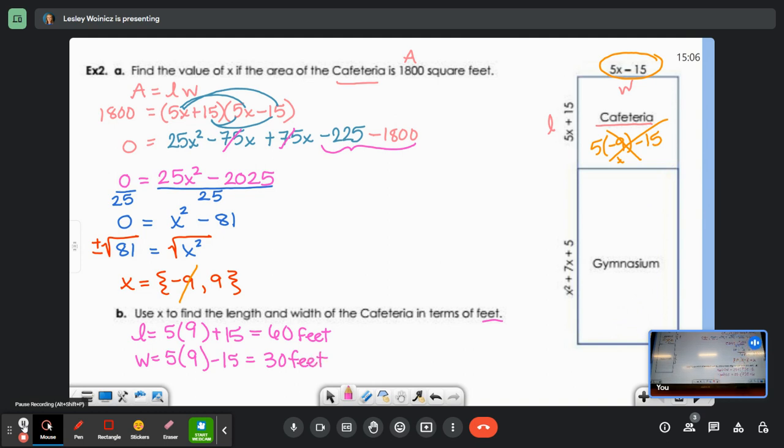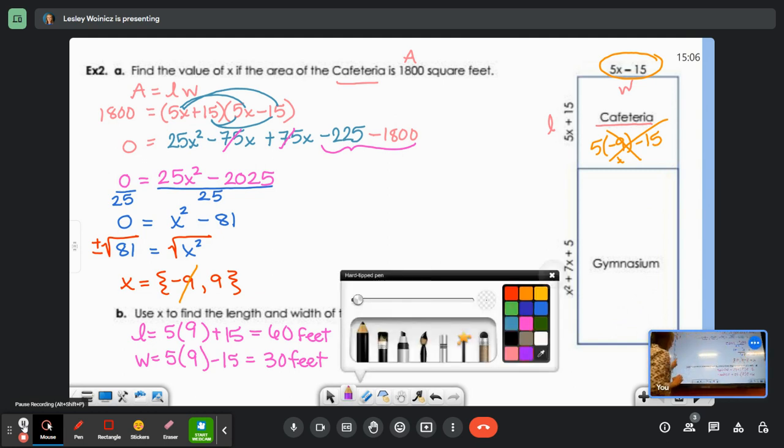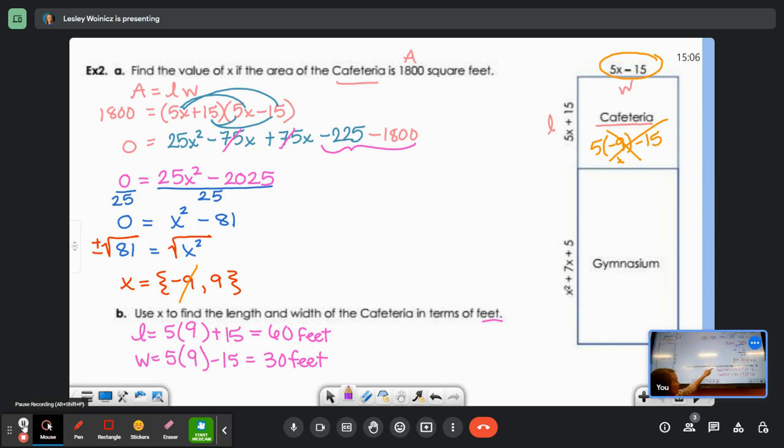Okay, do you remember the way to check? What do we have to do to them? We say, is 60 times 30 equal to the area that they gave us, which was 1,800? Is this true? Well, I know 6 times 3 is 18, so this is looking promising. Yeah, it works. Congratulations.